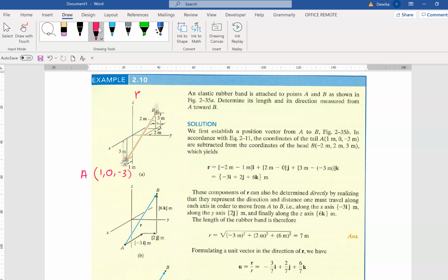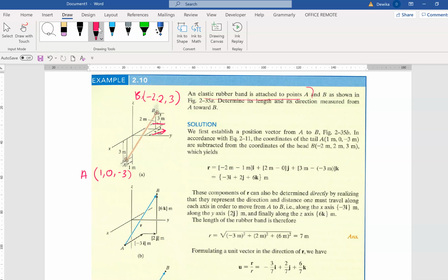Now, coordinate B would be, where is it? It is negative 2 at the back of X. Can you see that? So this will be negative 2, comma, and then for Y, from here, that would be positive 2, and then we have Z hiking up at 3. Okay.